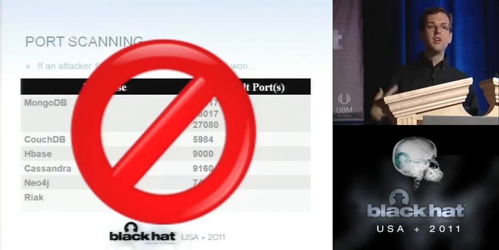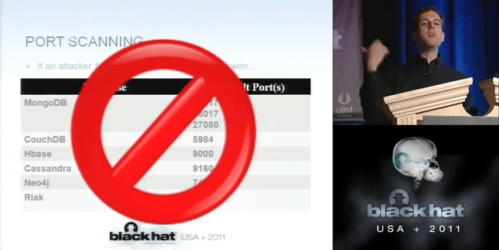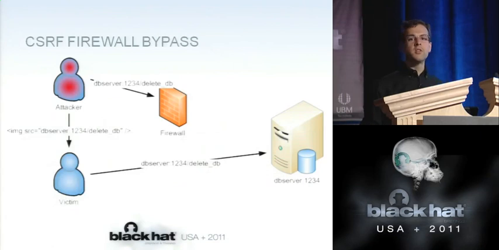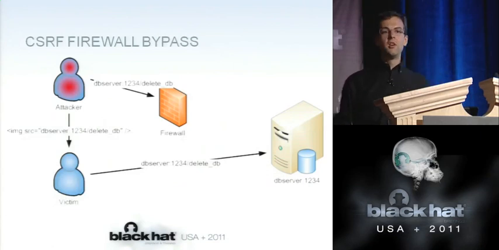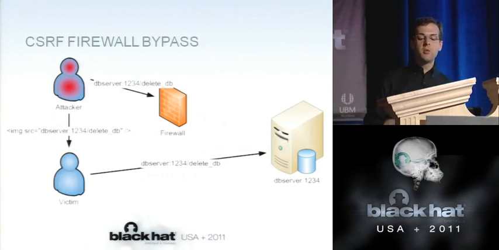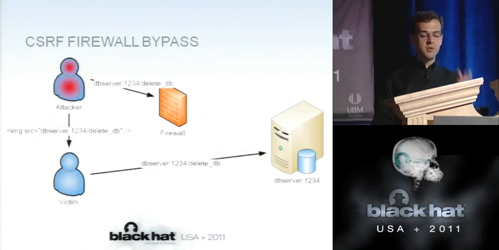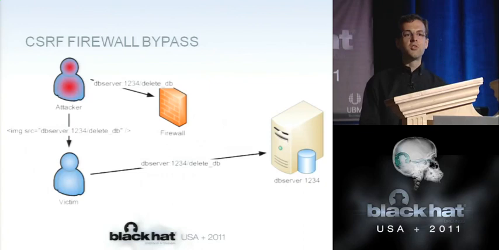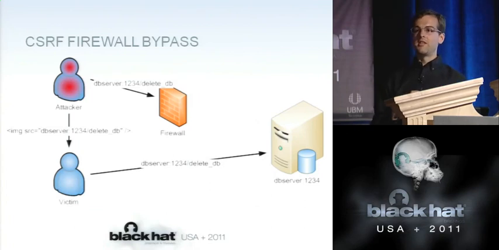Well, okay, we're attackers, we're bad guys. That's not going to stop us. If we can't do something directly ourselves, well then we'll just get someone else who does have permission to do it for us. So what we're going to do is we're going to CSRF around the firewall. So we're an attacker right here. And what we really want to do is call DB server, which is running a NoSQL database on port 1234. I want to call DB server 1234 delete DB to go delete the database and DOS the system.